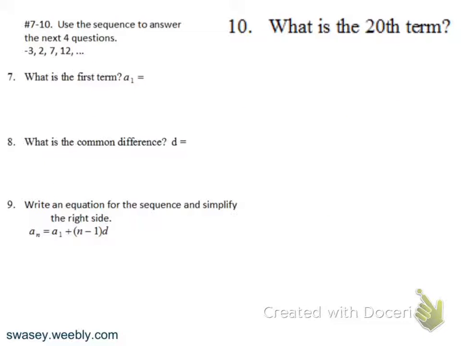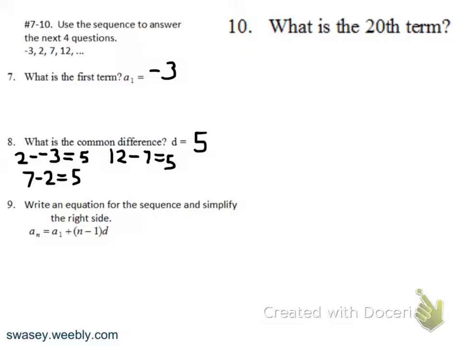All right, a sub 1 is the first term. In this sequence, it's negative 3. Common difference, do 2 minus a negative 3. We get 5. 7 minus 2 is 5. 12 minus 7 is 5, so common difference here is 5. Now to write the equation for the sequence.